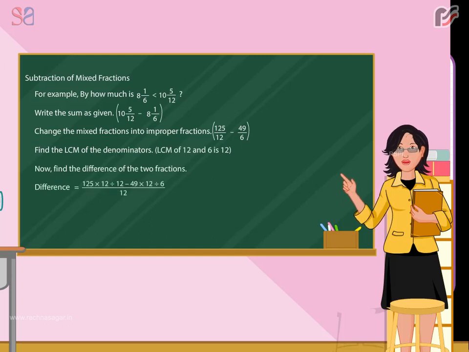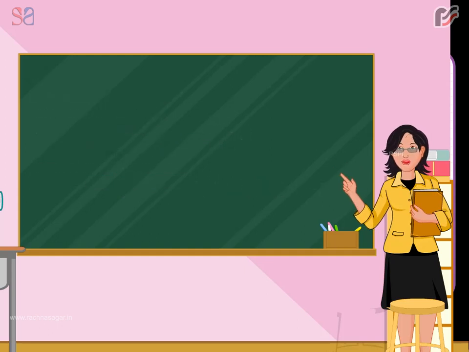Now find the difference of the two fractions. Difference is equal to (125 multiplied by 12 divided by 12 minus 49 multiplied by 12 divided by 6) whole divided by 12, which is equal to (125 multiplied by 1 minus 49 multiplied by 2) whole divided by 12, which is equal to 125 minus 98 by 12, which is equal to 27 by 12, which is equal to 9 by 4, which is equal to 2 1 by 4.